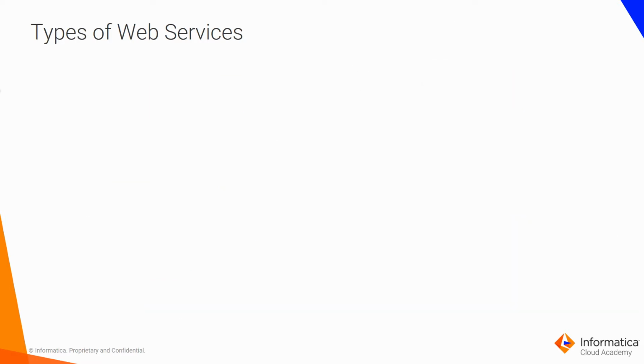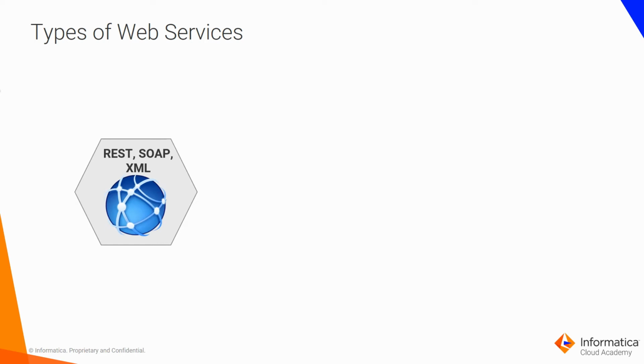Now let us discuss different types of web services available. There are three types: REST, SOAP, and XML over HTTP. Let us discuss each of these in detail.